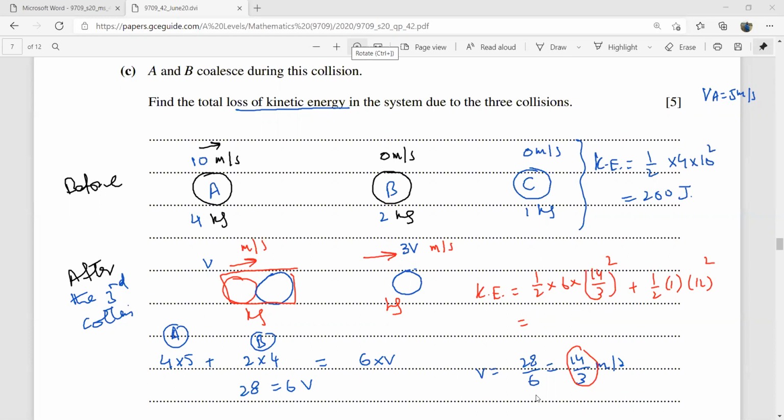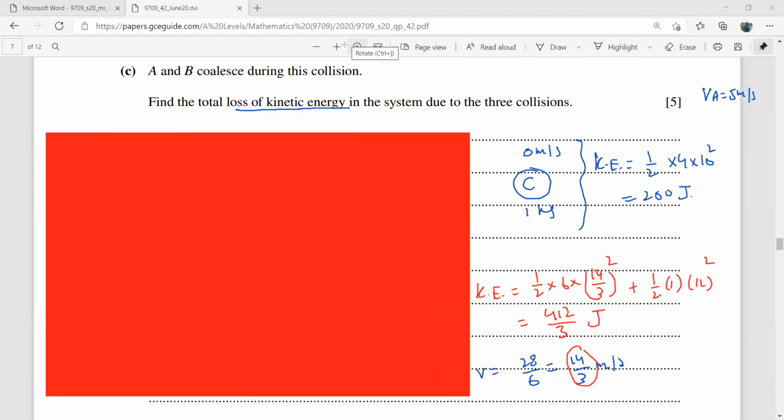Yes, please use that calculator quickly. So we have this many joules after the third collision. That is the kinetic energy of the whole system, and we are required to tell what the loss in kinetic energy is. So that has to be 200 minus. Please use your calculators again and tell me what this is.